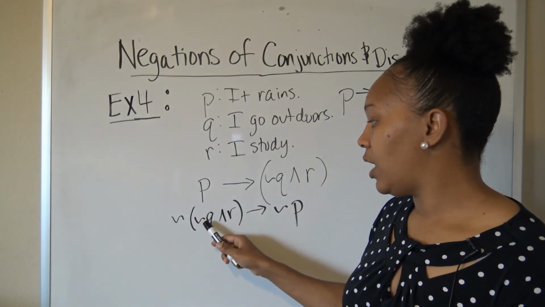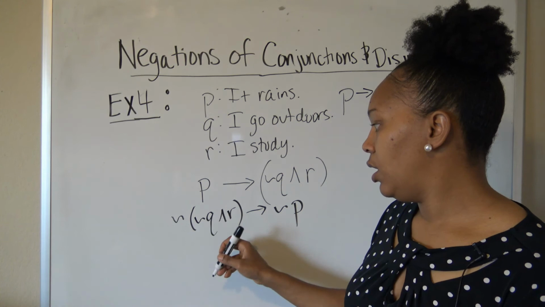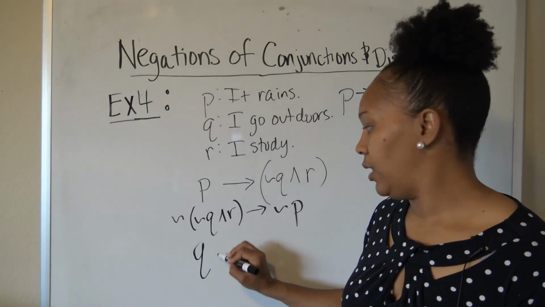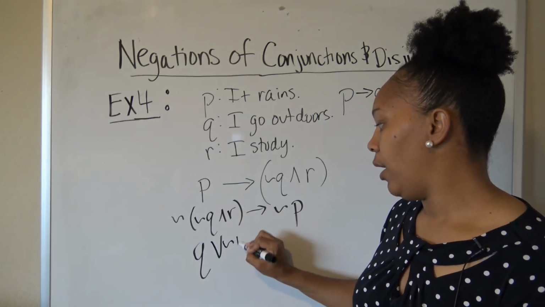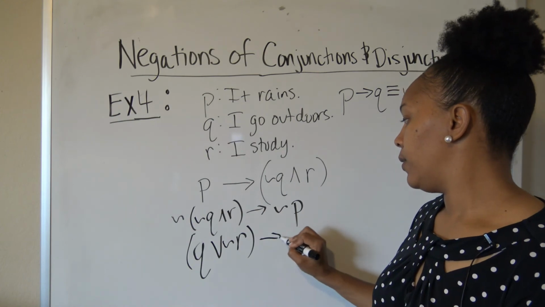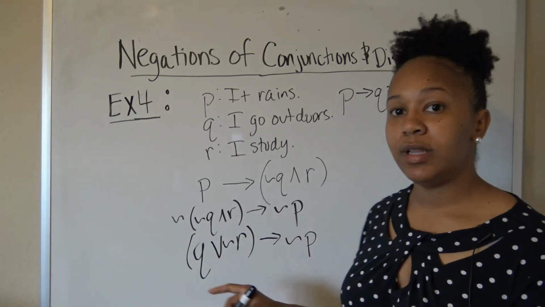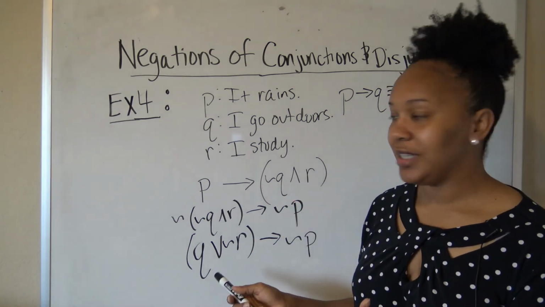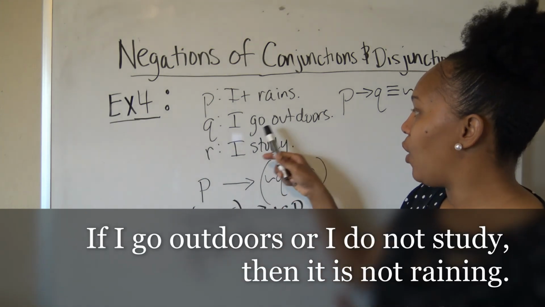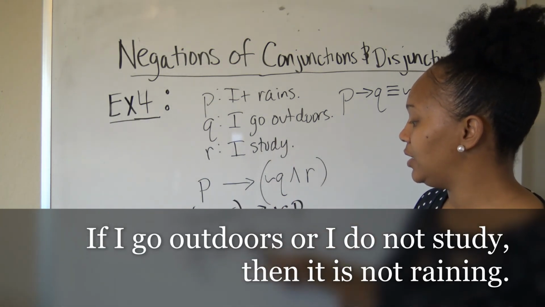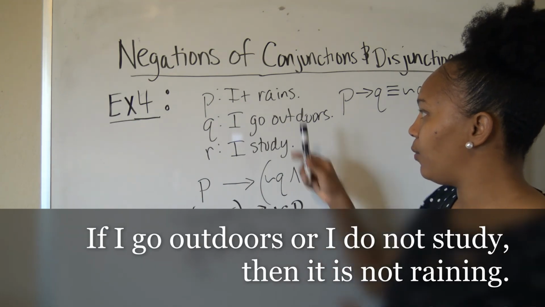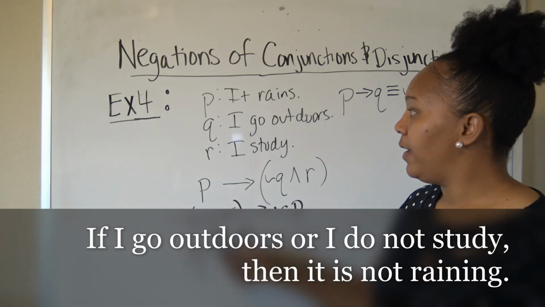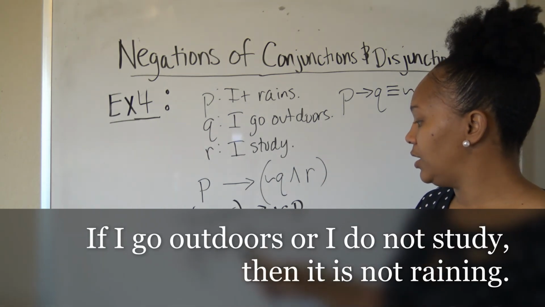You would change the sign of the Q. If you negate this in here, that will become back the original Q. If you negate the and, that would be or, and then you would negate R. This will be an equivalent statement to our original statement, if P, then not Q and R. The equivalent statement would say, if I go outdoors or I do not study, then it is not raining.